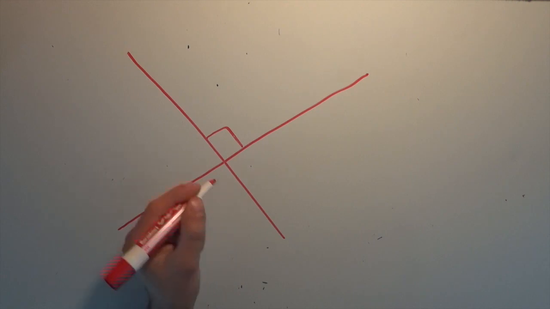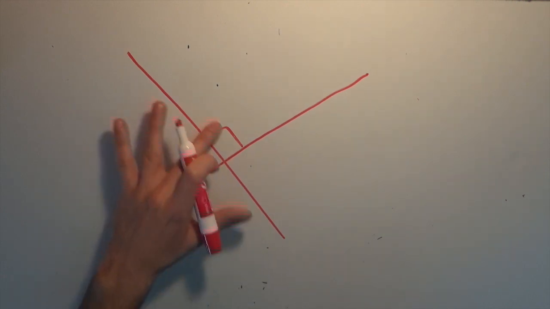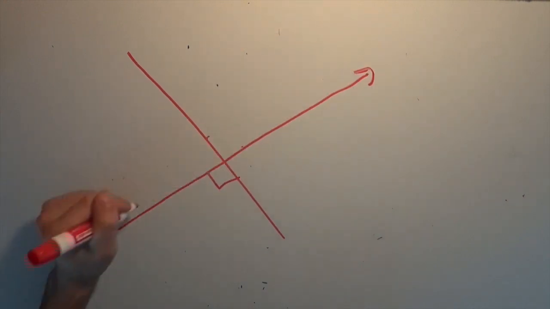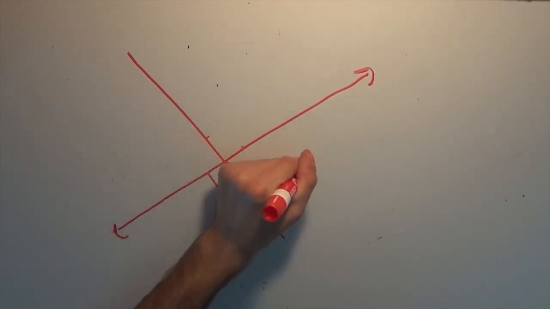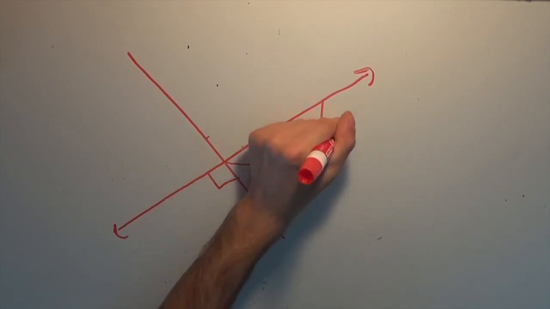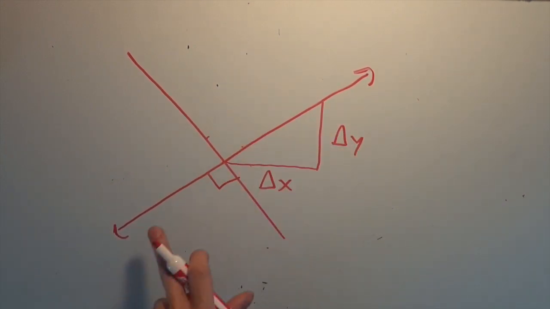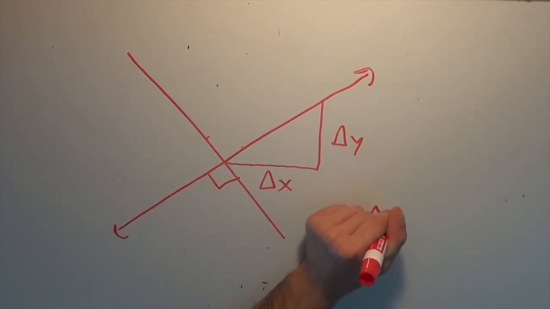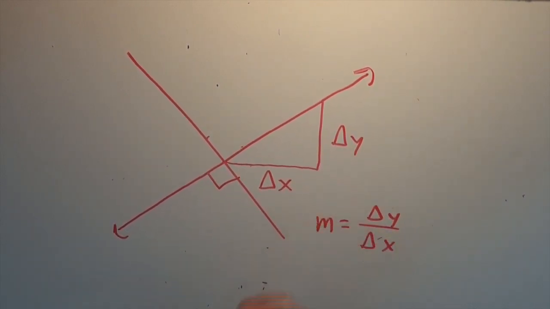So let's put the right angle down here and analyze the slope of this line right here. It's got some delta x and some delta y. If we call this delta x and this delta y, then we know that the slope of the first line is m equals delta y over delta x, the change in y divided by the change in x. It's the definition of the slope.